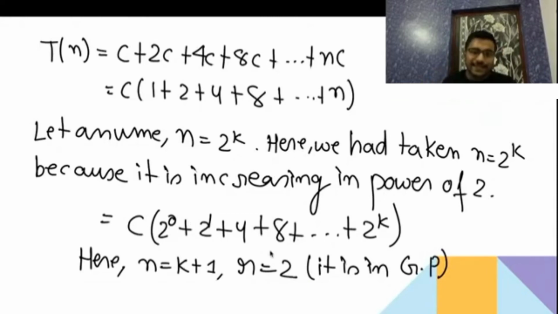So if r is greater than 1, then what is going to be the equation of GP? Please let me know. What is going to be the equation of GP if r is greater than 1? Abhishek is saying done.